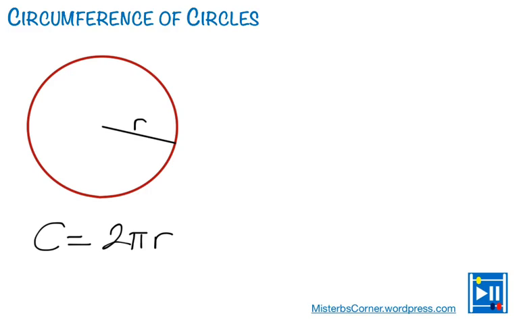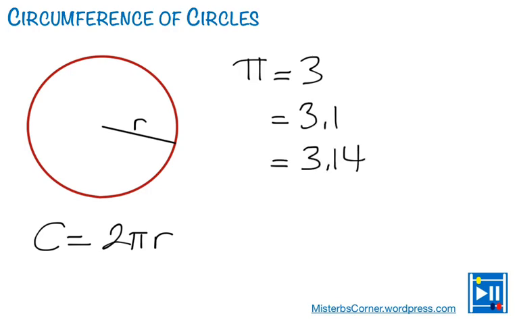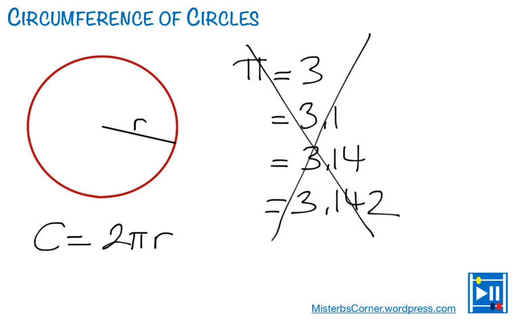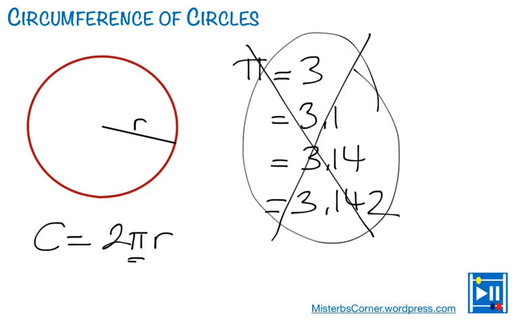Now, in the past, you might have used pi to be 3 or 3.1 or 3.14 or even 3.142. Now that we are using our calculators, we're going to use pi as is, right? So while calculating circumference, we're not going to use any rounded value for pi, we're going to use pi itself. So let's see an example.